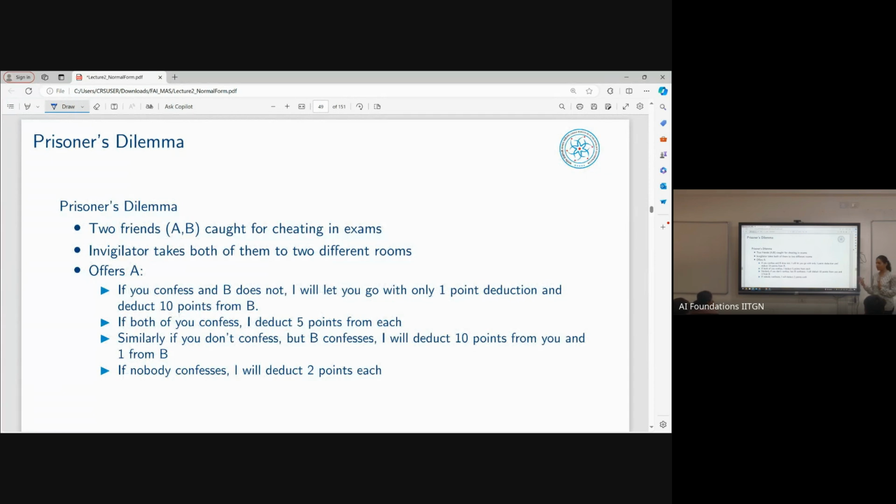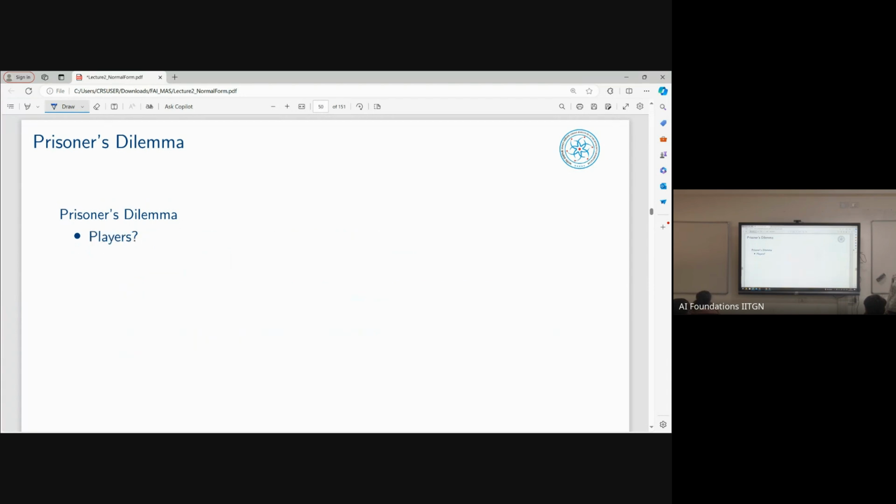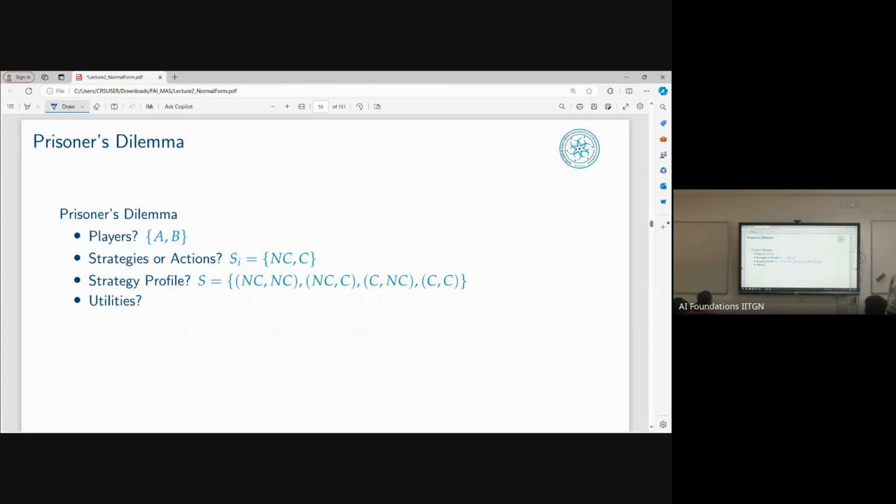Now here what you are getting is a cost, so it's negative. So the negative of these numbers will be the utilities. So what would be the players here? Two. A and B. What are their strategies or actions? Confess or not confess. And what are the strategy profiles? Confess, not confess, and so on. So there are four possible strategy profiles. Either both of them do not confess, one of them confesses and the other does not, or both of them confess. These are the four possible strategy profiles.